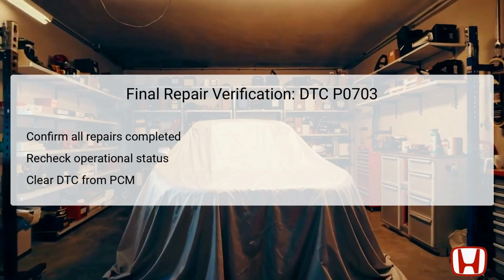Lastly, it is crucial to clear the DTC from the PCM to reset the system and prevent false warnings in the future. By performing these steps, technicians can ensure the vehicle operates safely and effectively while maintaining full confidence in the repairs performed.